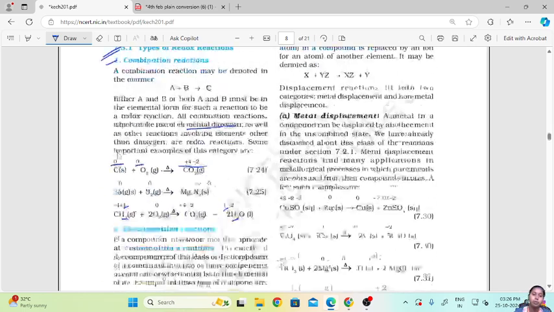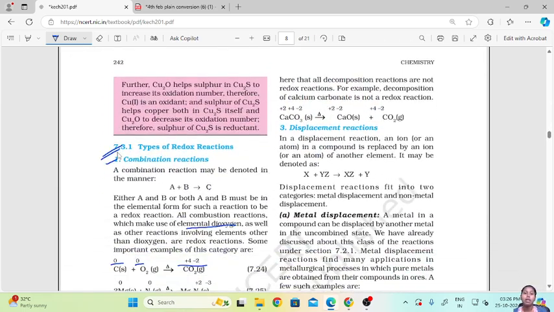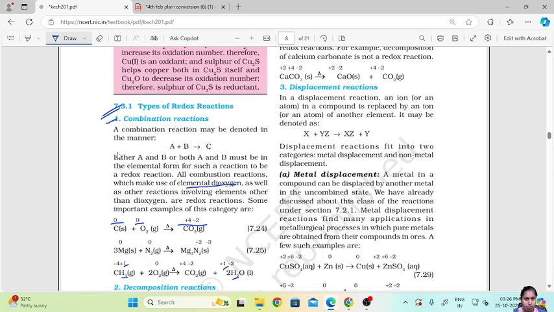This may also be noted here that all decomposition reactions are not redox reactions. For example, the decomposition of calcium carbonate is not a redox reaction. So the main thing you have to note is that not all decomposition reactions can be classed as redox reactions. There are some reactions which don't follow this pattern.